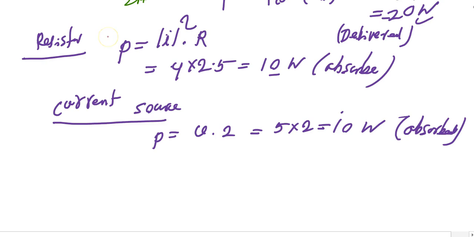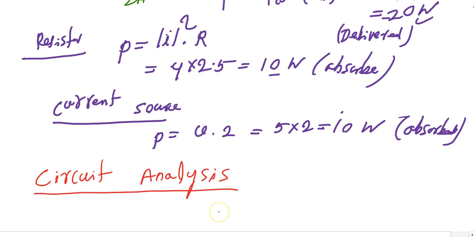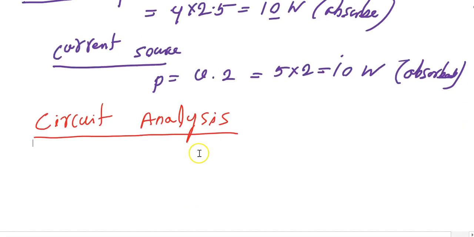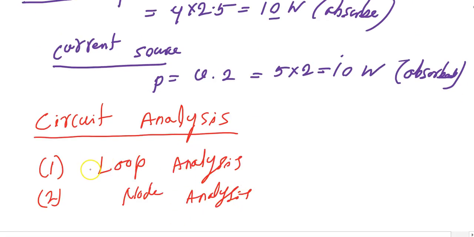Next we will move to circuit analysis. We have studied KVL and KCL. There are two methods initially to solve circuits. Later on, after learning the network theorems, you will study many ways to solve a circuit. Now let us concentrate on two methods: the first is loop analysis, and the second is node analysis.